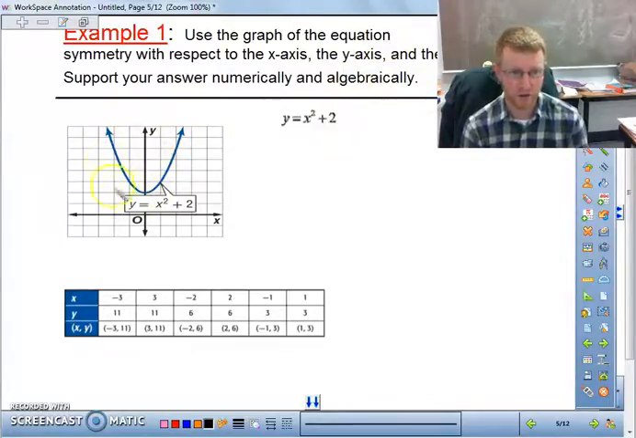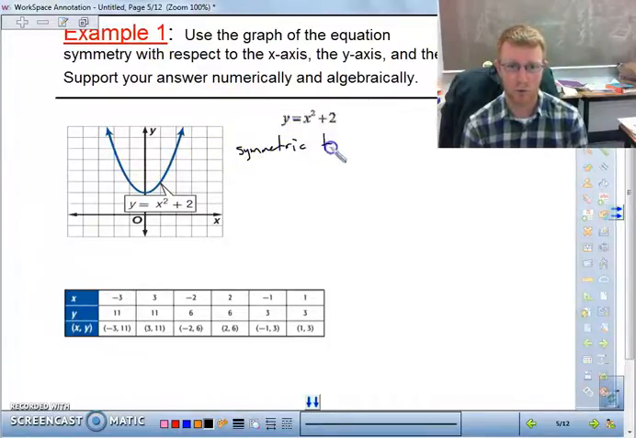So once you see the graph, hopefully you can see right away this is clearly going to be symmetric to the y-axis.